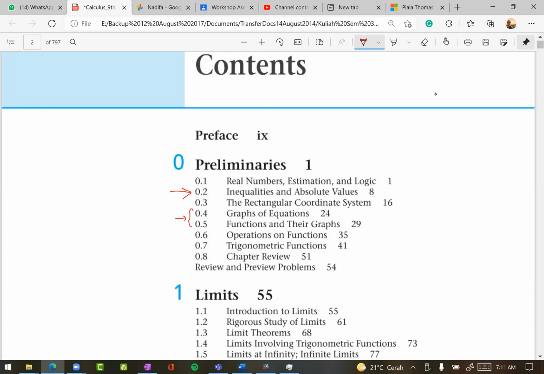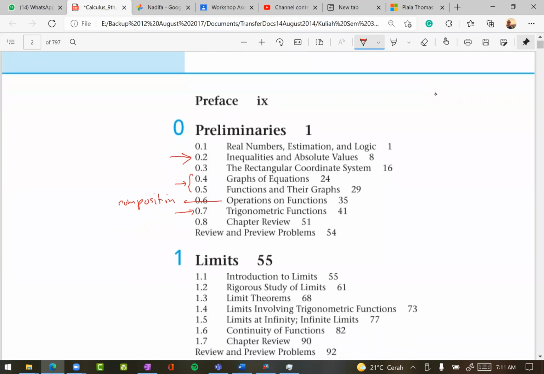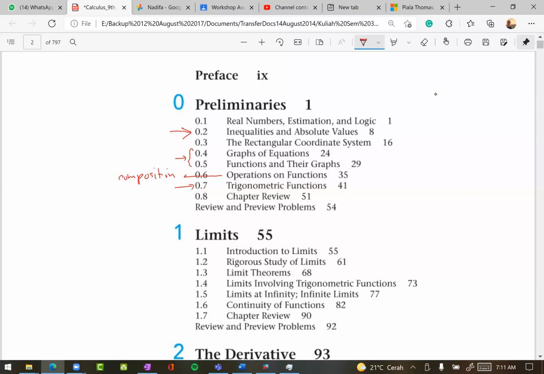And this one here is compositions. Compositions and decompositions. Okay. And trig functions. Basically, those are what you need to review from chapter 0. But since we use this almost all the time, the material you see that's only this one: inequalities, absolute value, graph, trig functions.